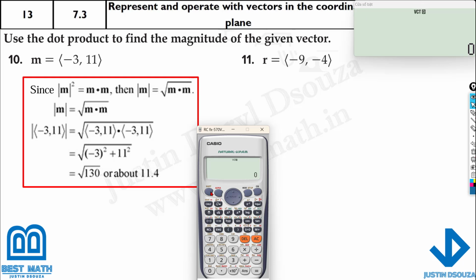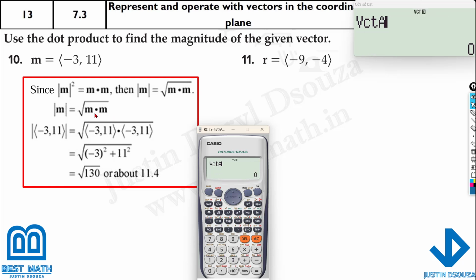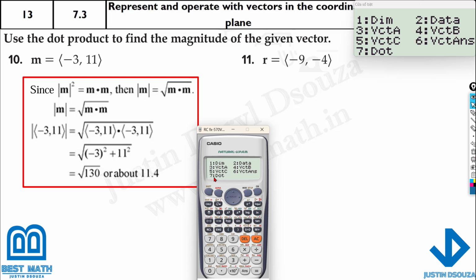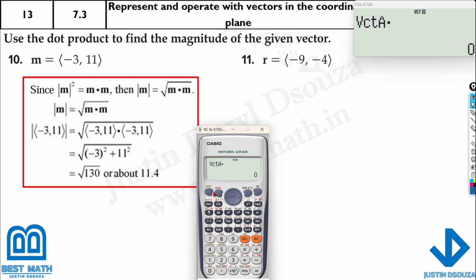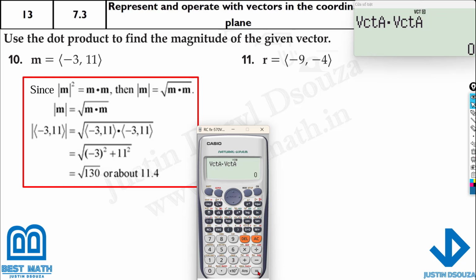And what if you want to do some other thing? Say you want to find the dot product. Shift phi, 3, and I'll find the dot product of the same thing. How do we do dot product? It's not multiplying, that's cross product. Dot product is again shift phi. Can you see the option 7? It shows dot. And shift phi, again the same thing, 3. Here is the dot product, it's 130. Now that's the dot product, it's just 130, but for magnitude you have to use the square root.